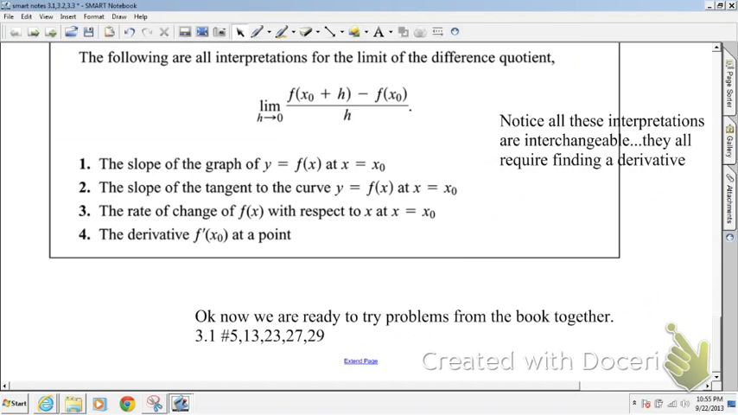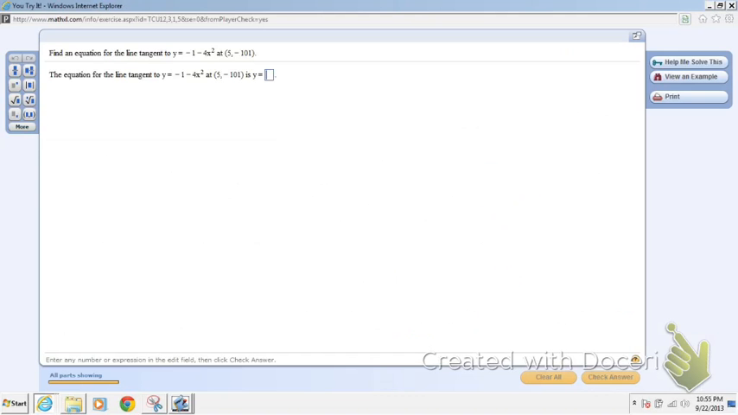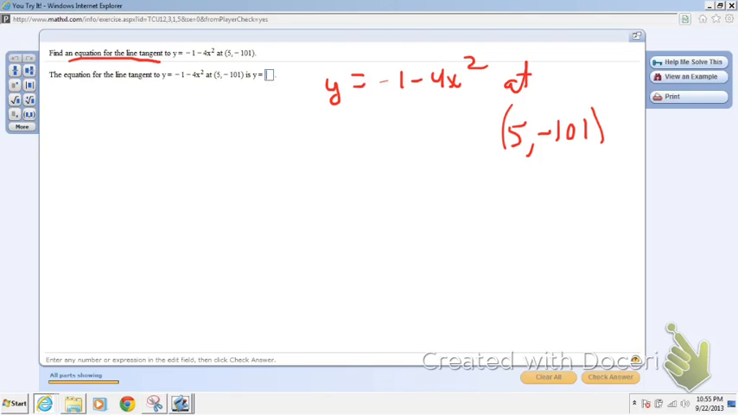Let's dive into number 5 here. I'll hit pause. Okay, so just in case the writing is a little small for you, I'm going to rewrite it. y equals -1 minus 4x squared. They want us to find the equation of the tangent line to this function at a given point, at (5, -101). So hopefully now you're thinking that we're going to get the derivative.